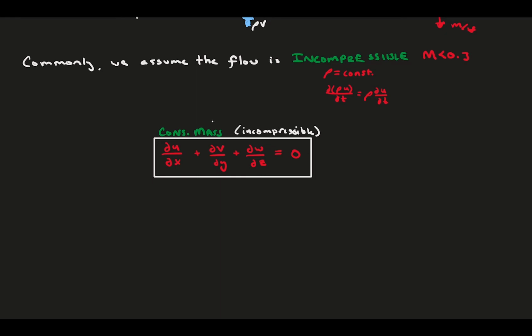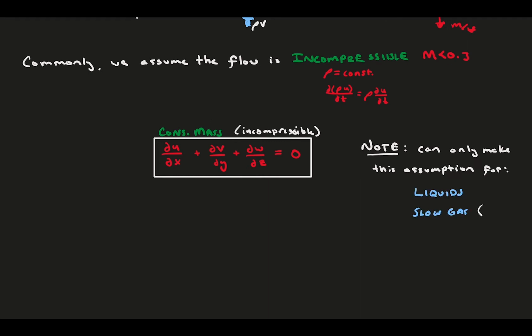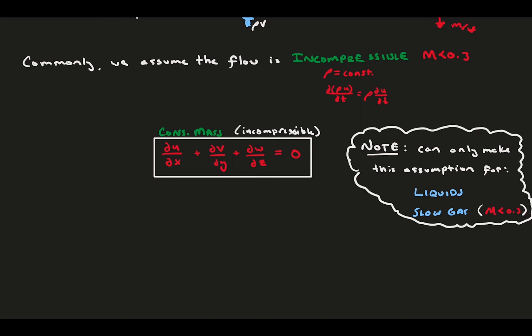The right-hand side is 0 because we physically cannot change how much our fluid weighs. Incompressible is a great assumption for liquids, and also can be made for slow-moving gases. Although sonic speeds happen near Mach 1, to be truly incompressible you want to be safely under Mach 0.3.